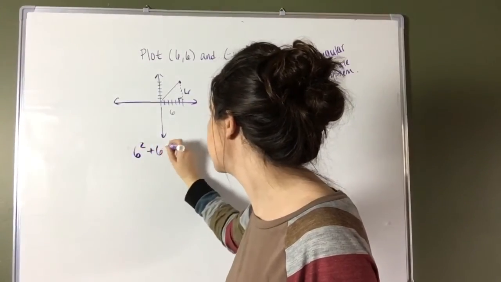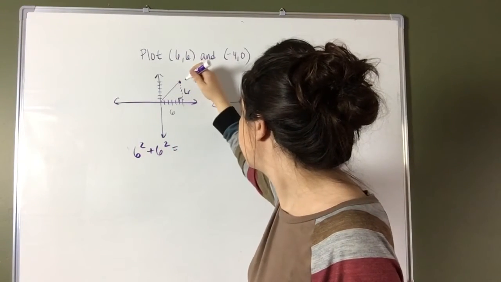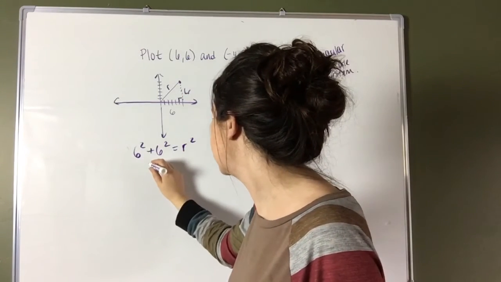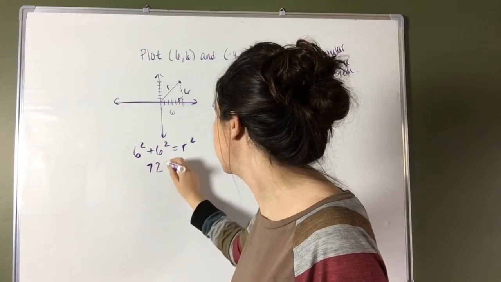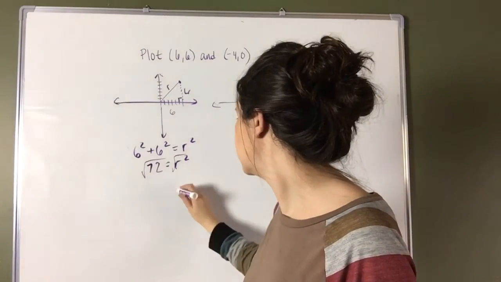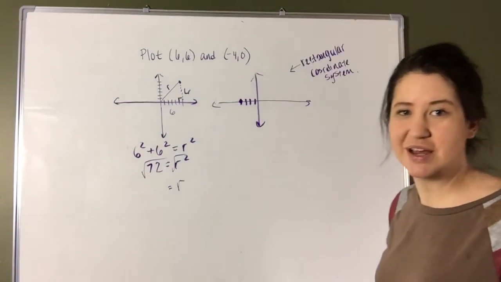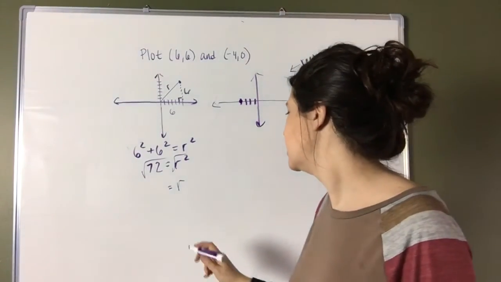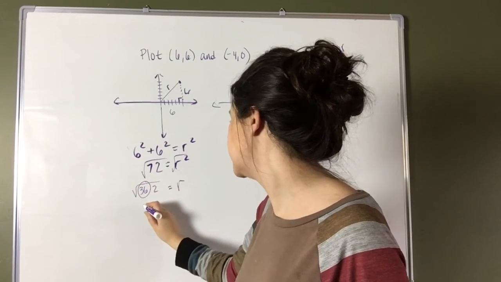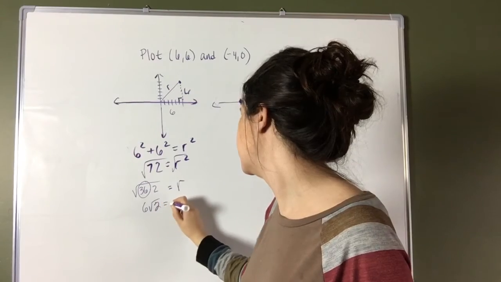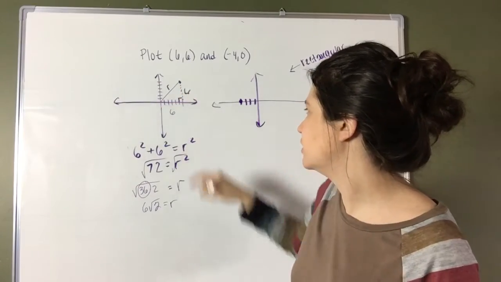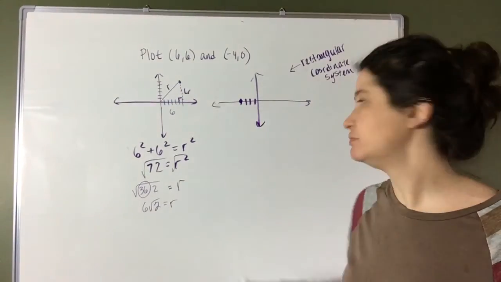So 6 squared plus 6 squared equals, I'm actually going to call this r, it's r squared. So we get 72 equals r squared. And then we'll take the square root of both sides. So r is the square root of 72. You can break that apart, right? So the square root of 72 is really the square root of 36 times 2. And the square root of 36 is 6. So we get 6 square root 2. So we'll call that r. So in polar coordinates, this length from what we usually call the origin to the point is going to be called r.